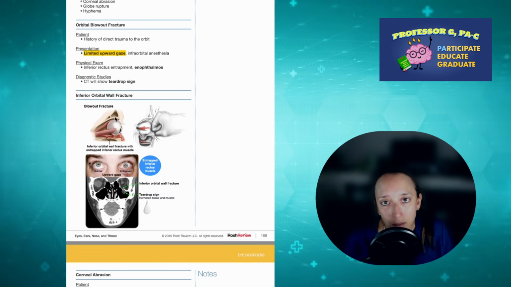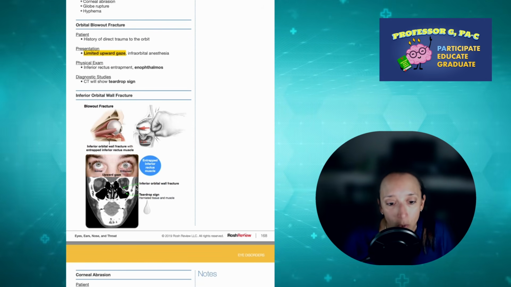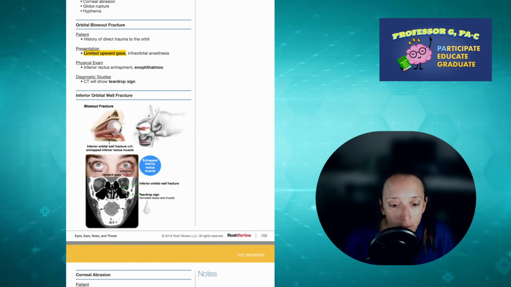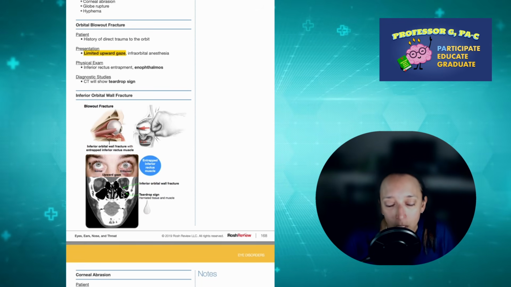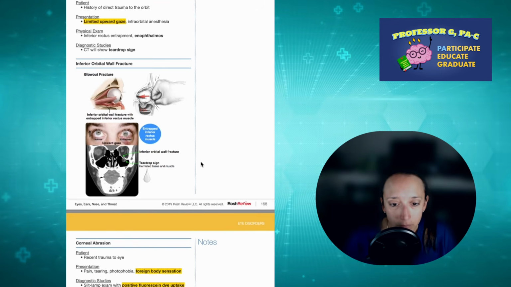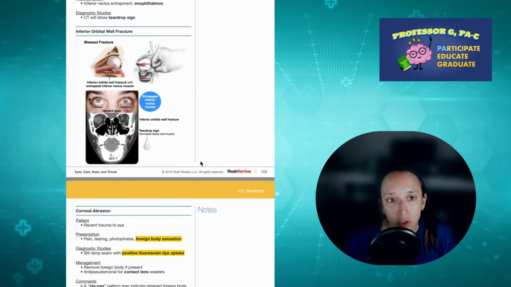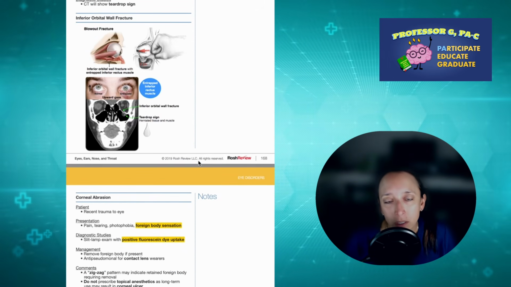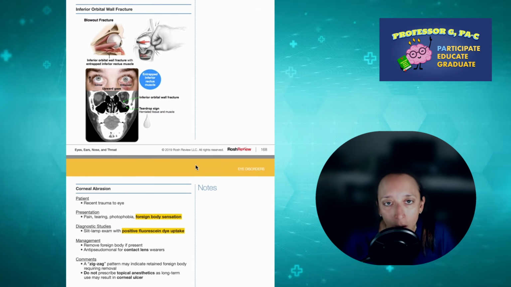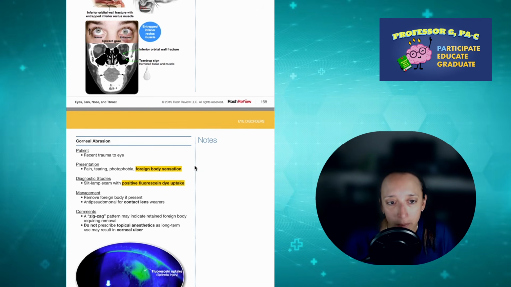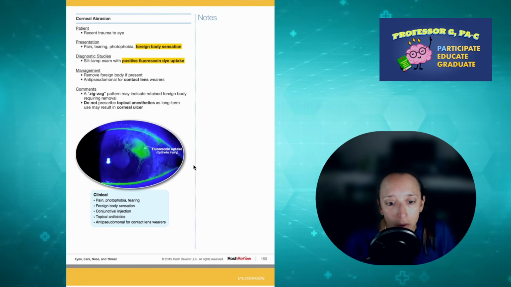The diagnostic test of choice is going to be a CT, which will show the teardrop sign, or the falling of the contents of the eye into the maxillary sinus. And treatment is usually surgical. So we need to consult ENT or ophthalmology or plastics, whoever's on call, and have them take a look at the patient. All right, corneal abrasion.